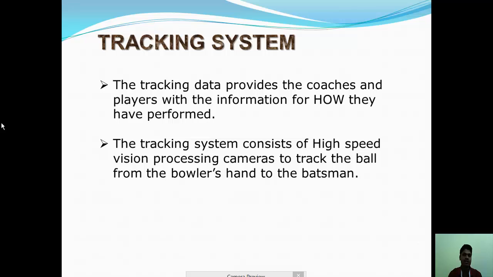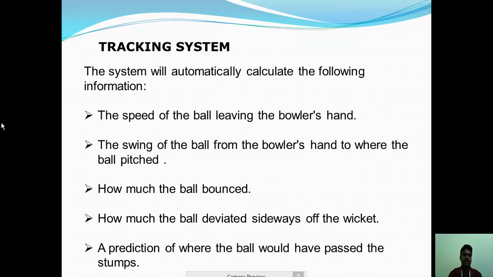The tracking system consists of high-speed vision processing cameras to track the ball from the bowler's hand to the batsman. The tracking system will automatically calculate the following information: the speed of the ball leaving the bowler's hand, the swing of the ball from the bowler's hand to where the ball pitched, how much the ball bounced, and how much the ball deviated sideways of the wicket. A prediction of where the ball would have passed the stumps: either it passed inside the stumps or it is going away from the stumps.